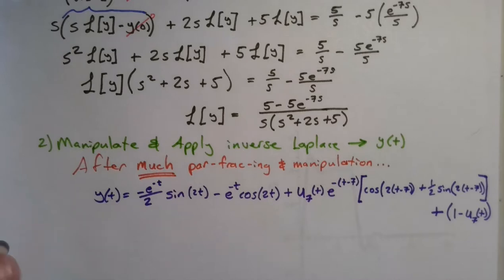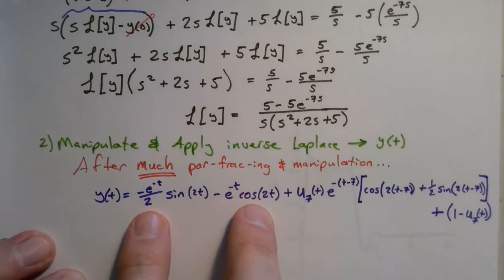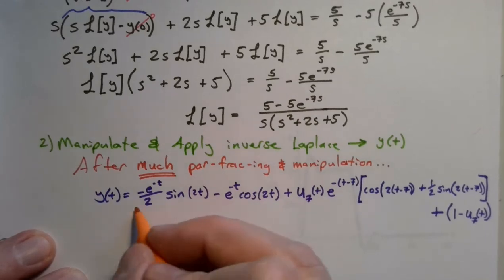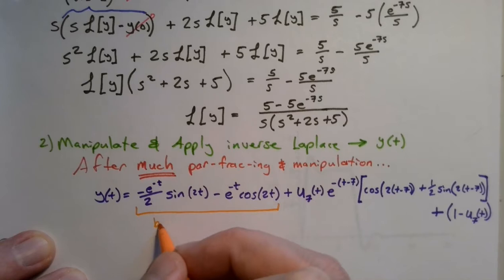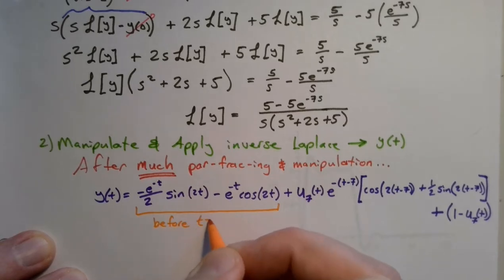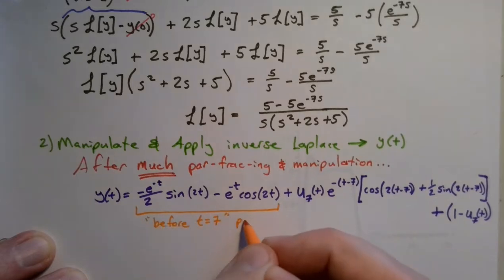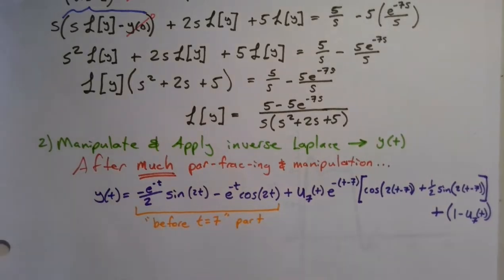So you can notice these first two terms, these are just exponential decay times a trig term. And so this is the before t equals 7. Right? So if you want to know how this thing behaves before t equals 7, well, there you go. It's going to behave like this. And all of this, everything multiplied by this Heaviside function, all of this is off until t equals 7.